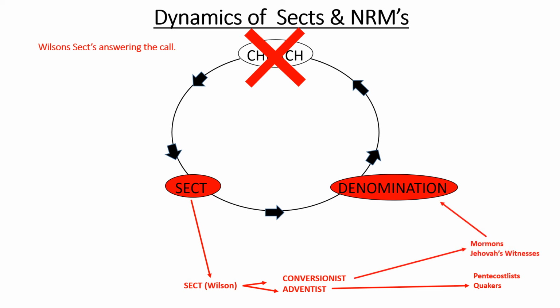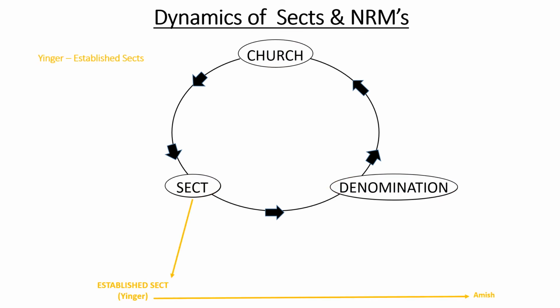Conversionists, on the other hand, as the name suggests, they convert members. They want to amass and grow in membership. So the Mormons, Jehovah's Witnesses, they would be examples of a conversionist sect, and as a result, they grow in numbers and they become a denomination. So that would be Wilson's answering the call sect. So they either stay the same as Adventists and just keep going as they are, or they convert into a bigger denomination by gaining members.